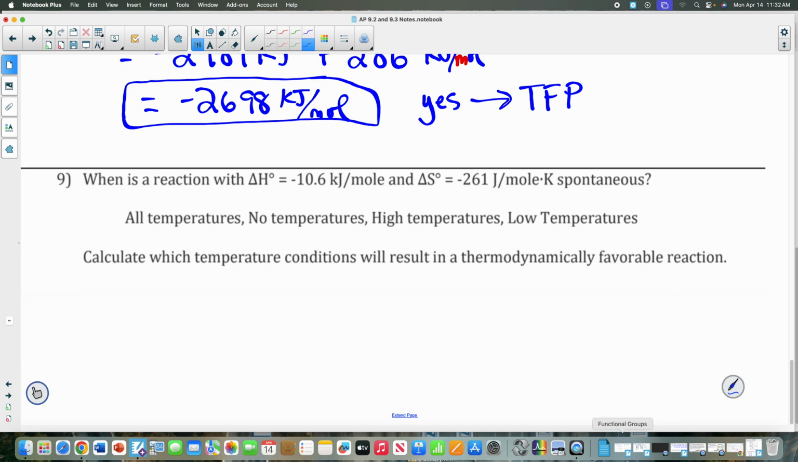So here's a good example to look at after we just talked about that. So when is a reaction with a delta H negative 10.6, that's a pretty small negative value for delta H, and delta S is negative 261 joules per mole K, when would that be spontaneous? All temperatures, no temperatures, high temperatures, low temperatures. That rhymes. It's like a poem. Yes.